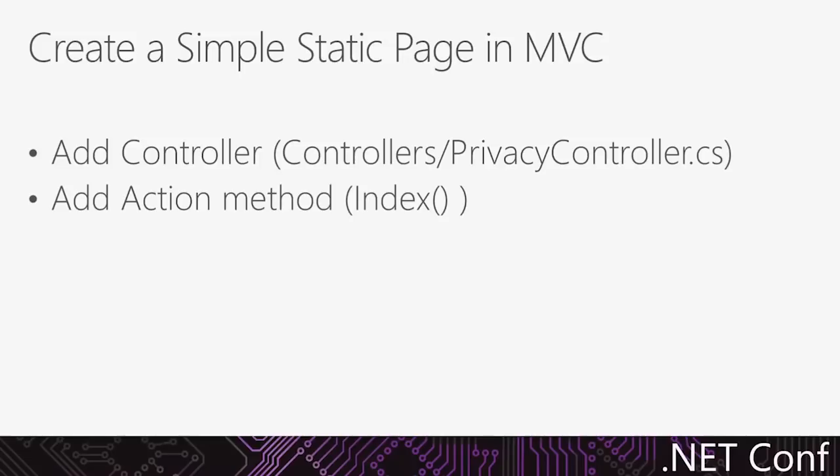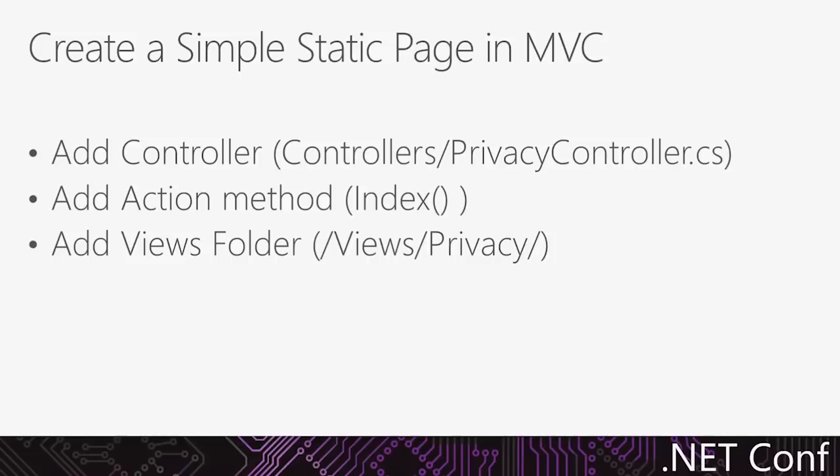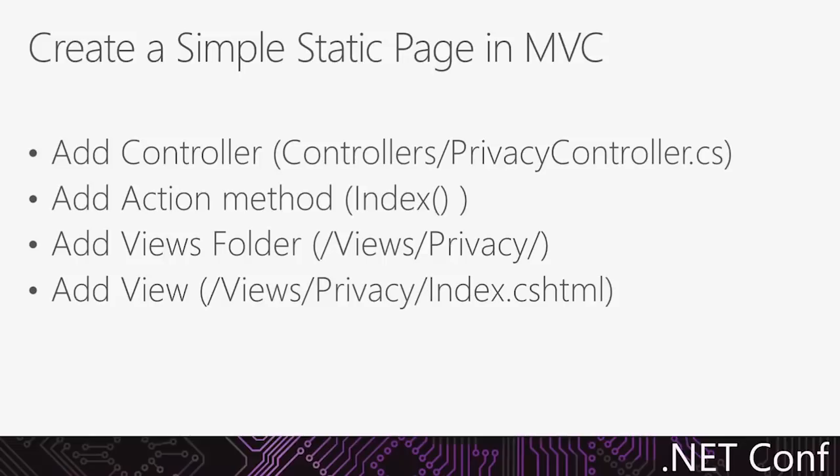Now, of course, you need to create that view. So you need to go and create a views folder that corresponds with your controller because you're going to have to be able to have the index.cshtml view file live inside of this folder, because that's the default convention that MVC uses to locate views. Finally, you're ready to add your privacy page, which you can now create inside that folder and put in your privacy policy for your site.